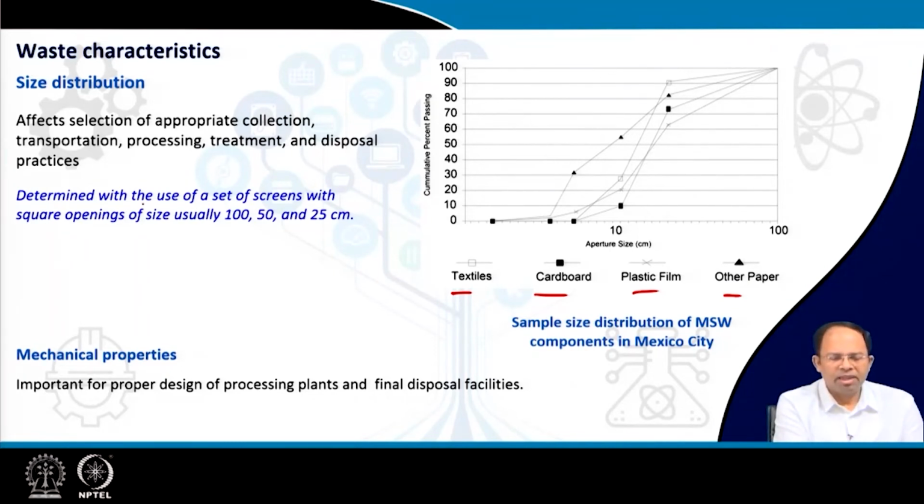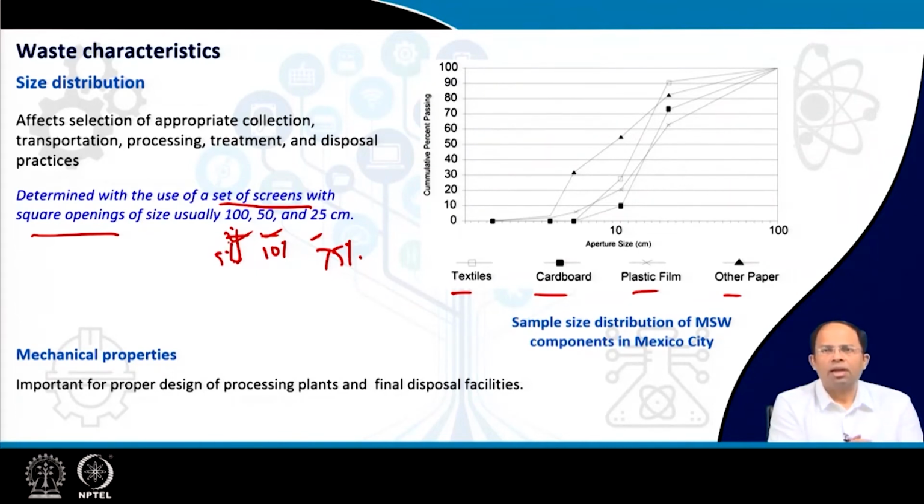Usually it is determined with the use of a set of screens with square openings of size, usually 100 centimeter, 50 centimeter, 25 centimeter. So we will say what percentage of waste has passed through 25 centimeter. Beyond that, what percentage will pass through 50 centimeter and what percentage will pass through 100 centimeter. Suppose 75% of waste passes through 25 centimeters. So 25% doesn't pass. Out of that, maybe 10% passes through 50, and the rest is even larger than 50, and maybe even 5% passes through 100, meaning 5% of waste is even beyond 100 centimeter size.